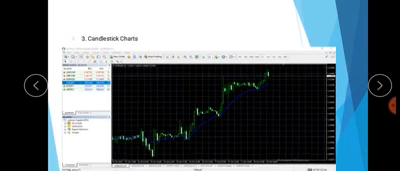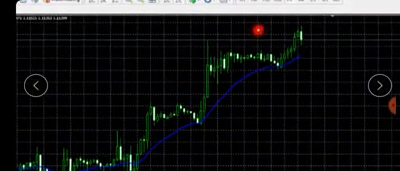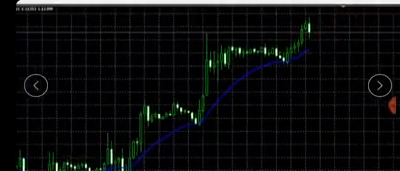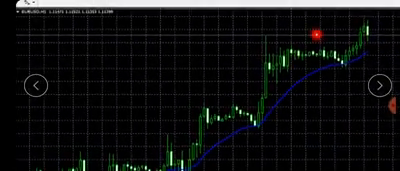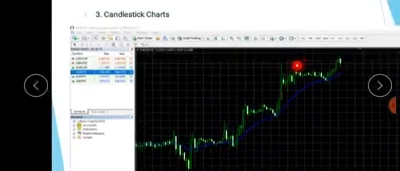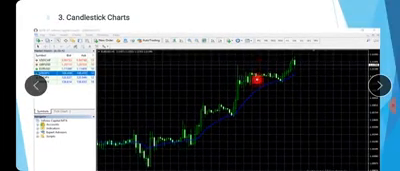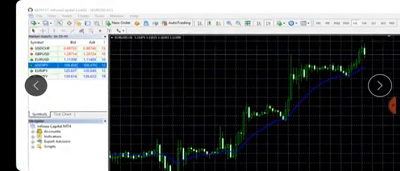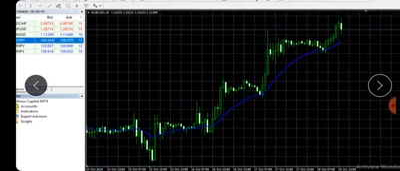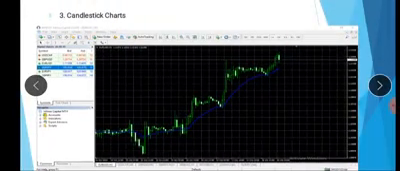The candlestick chart is the one that is mostly used by traders. We can see this is how it looks. You see, like candlesticks, it goes up, and the candlestick chart gives better information about what is happening in the market. For example, it will tell us when the buyers have the upper hand in the market and when the sellers have the upper hand in the market.